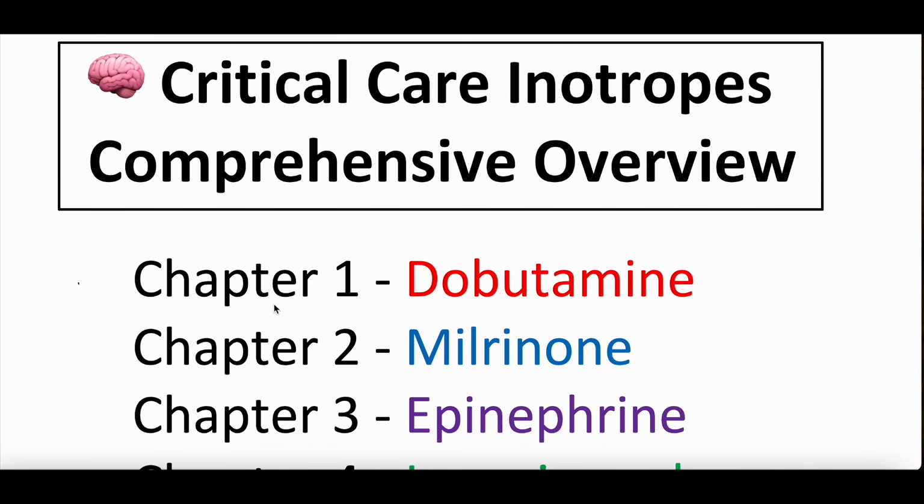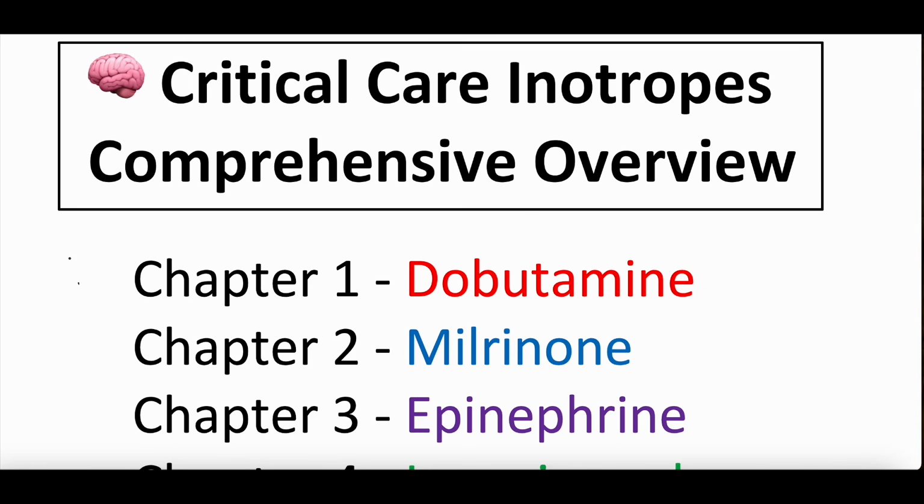Today's topic is going to be kind of the culmination of a whole bunch of different topics mixed into one, and it's critical care inotropes, a comprehensive overview. So in this episode, we're going to dive into each one of these inotropes. We're going to be talking about their mechanism of action, indications, contraindications, clinical use, pharmacokinetics, duration of action, onset of action, clinical pearls, practice questions, hemodynamic effects, a whole bunch of stuff.